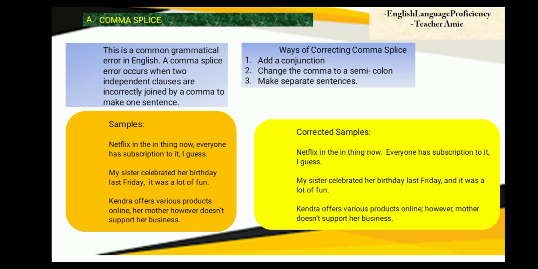Next, my sister celebrated her birthday last Friday. It was a lot of fun. So, naglagay na lang siya ng comma just to separate those two independent clauses, but they are not series. Ginagamit lang ang comma if you are listing series. So, ang gagawin dito ay, my sister celebrated her birthday last Friday, and it was a lot of fun. You add there a conjunction. Okay, next we proceed.